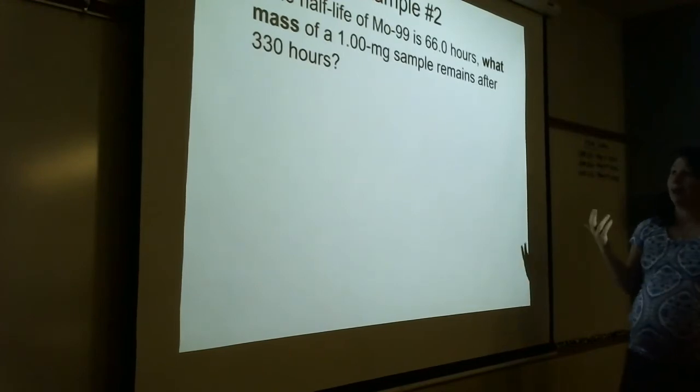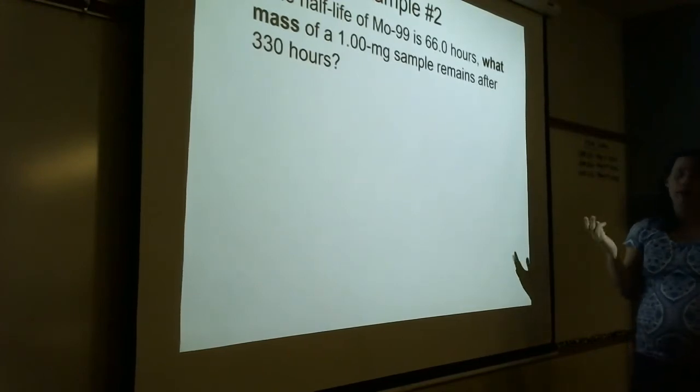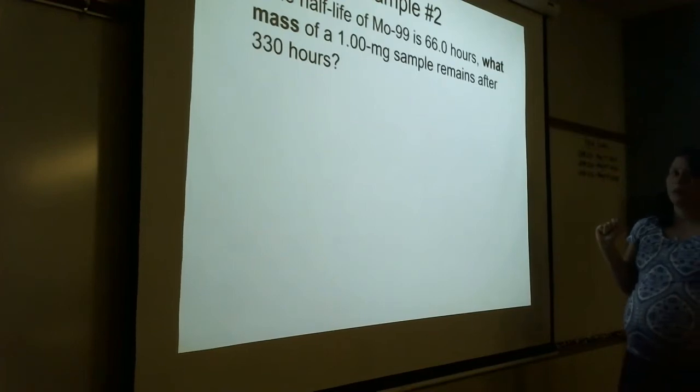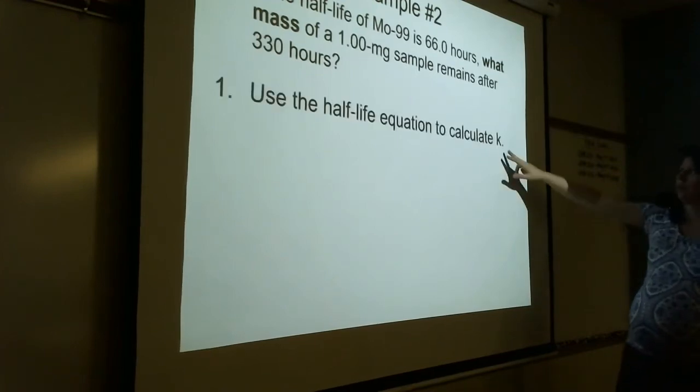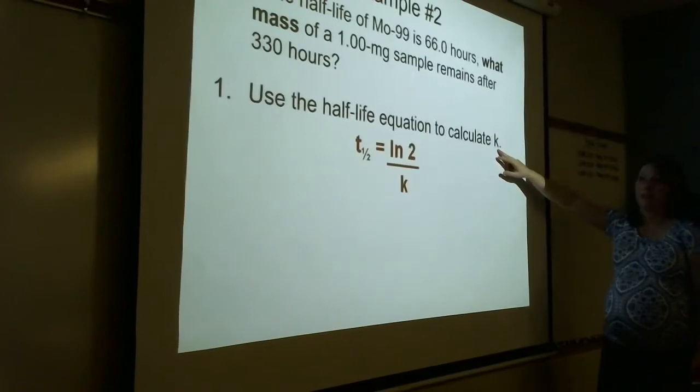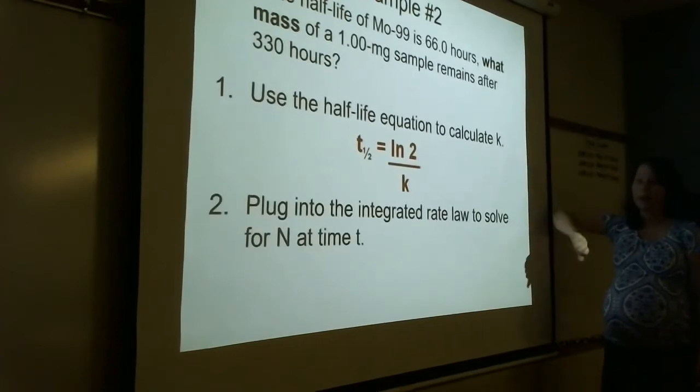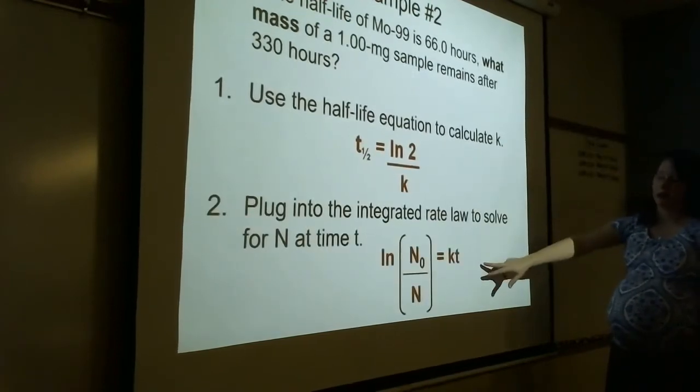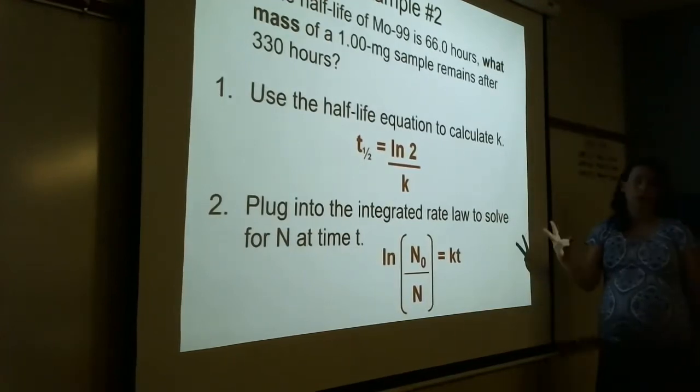K, right? We have to calculate K first. How will we get K? From the half-life equation, right? So you've got to calculate K first from half-life. And then we'll plug it into our integrated rate law. Okay, this is a two-step problem.